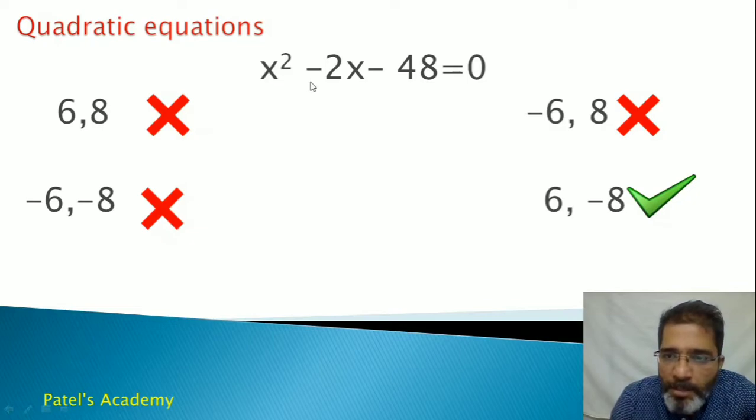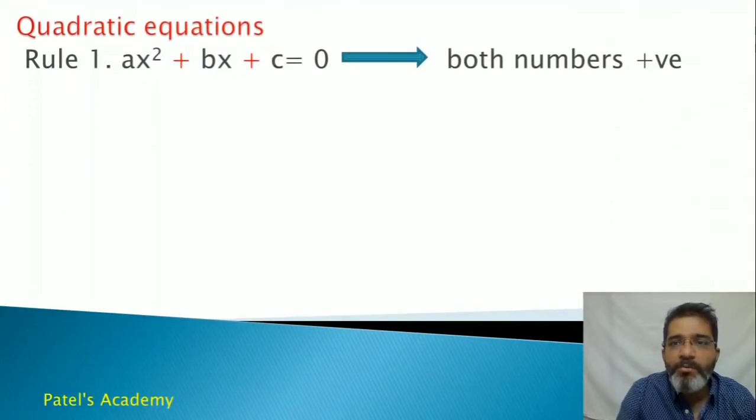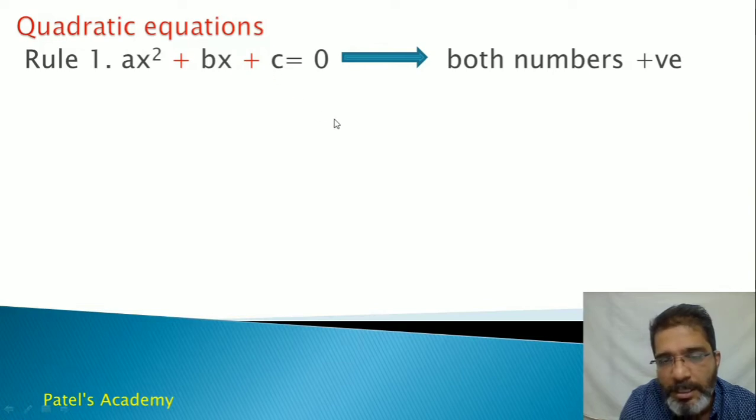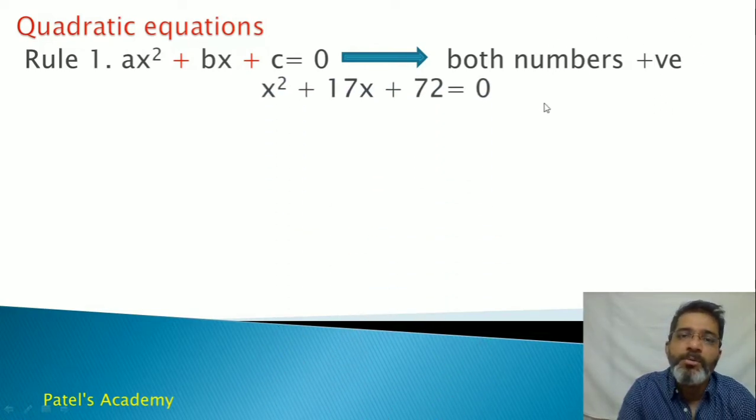The main problem faced by students is deciding the signs. They decide the numbers correctly, but while deciding the signs, mostly they go wrong. So how do we decide a sign? By four rules. The first rule says if the sign of B and the sign of C is plus, then the numbers you choose are both going to be positive.